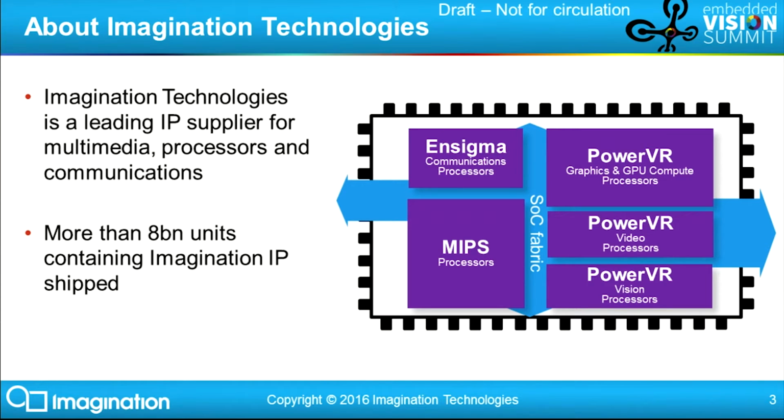For those people who aren't familiar with Imagination Technologies, we're an IP company, and just over 8 billion units have shipped containing Imagination IP. There are three key areas that Imagination focuses on. Sigma focuses on communication processors, MIPS focuses on CPU technologies, and PowerVR, which is the part of the company I work on, focuses on multimedia processors. And today we're going to be focusing on the GPU graphics processors from Imagination Technologies.